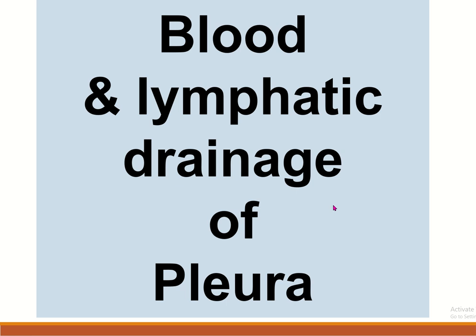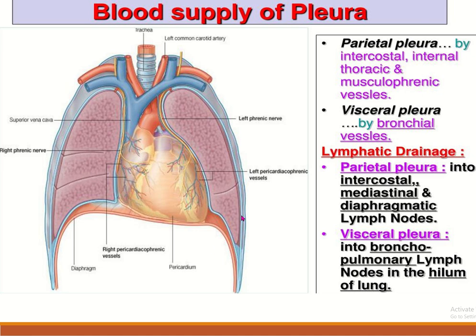Blood supply and lymphatic drainage of the pleura. The parietal pleura is supplied by the intercostal artery, internal thoracic artery and musculophrenic artery. The visceral pleura is supplied by the bronchial vessels. This is the subclavian artery. From the subclavian artery, the internal thoracic artery arises and it has terminal branches, the superior epigastric artery and musculophrenic artery.